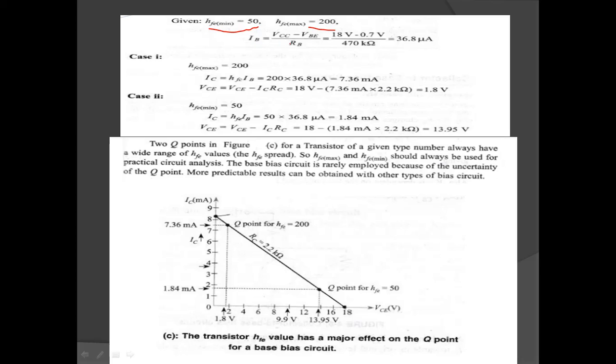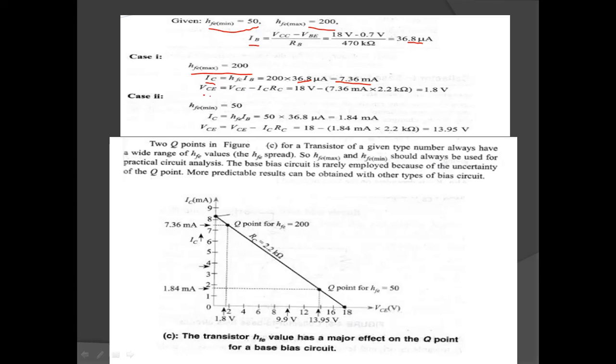IB is equal to VCC minus VBE upon RB. This is the equation we have already derived. When you substitute, you get 36.8 microampere. Now when the gain is 200, the collector current IC is equal to 200 into this much, so that is equal to 7.36 milliampere.